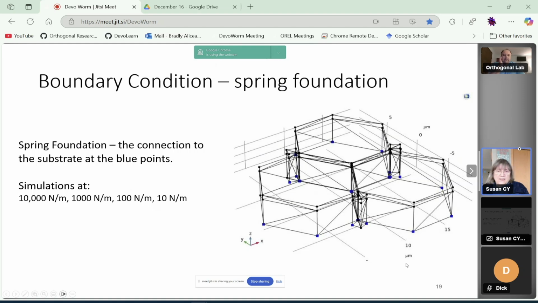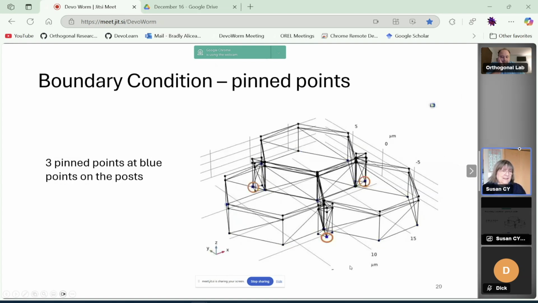of elasticity. Let's see. Oh, I didn't include the range of elasticity for tissue. I need to find it. And in order to get the structure to work, I had to have pin points. So these are the pin points on the outer part of the posts.